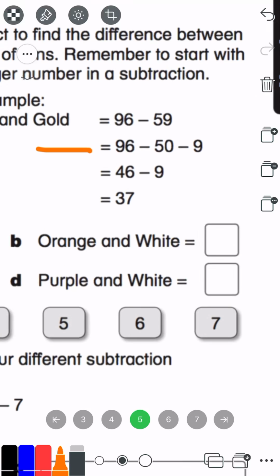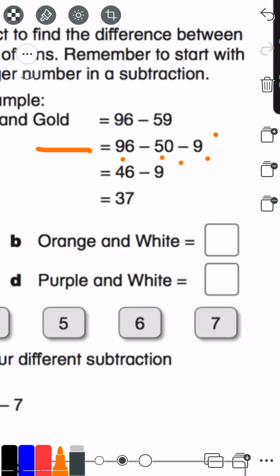Then use partitioning if you have to. 96 minus 50 minus 9. 96 minus 50, take away 5 from the 9, equals 46 minus 9. 46 minus 9, count back from 46, 9 fingers, equals 37.